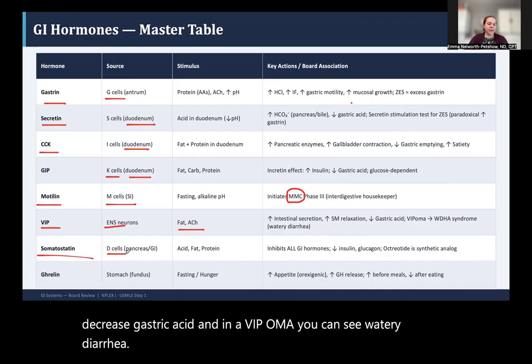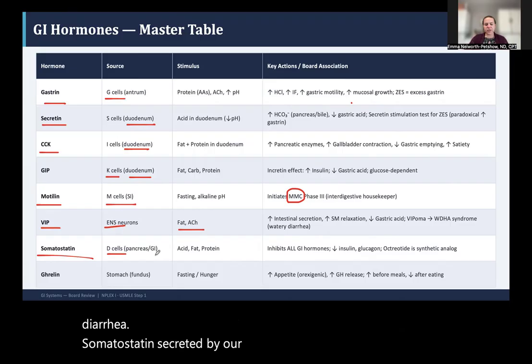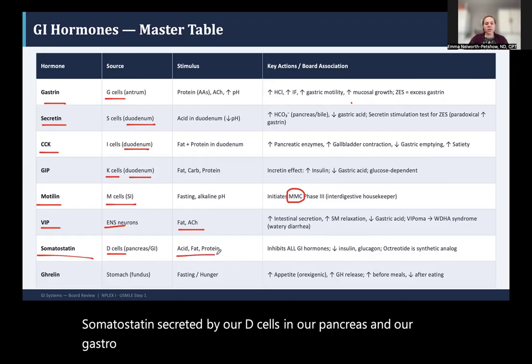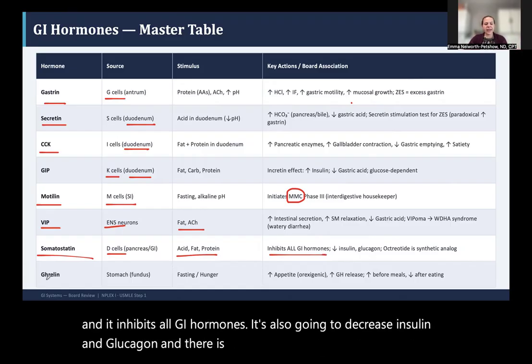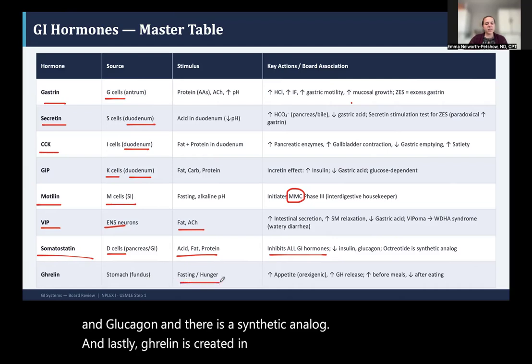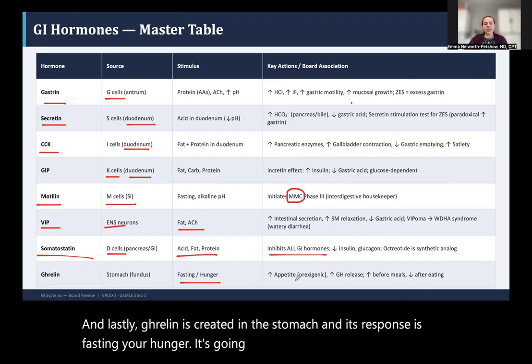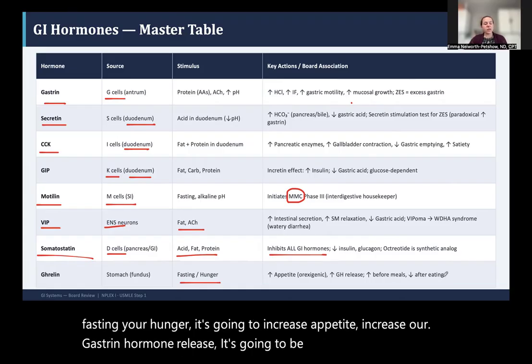Somatostatin is secreted by our D cells in our pancreas and our stomach. It's also stimulated by our macromolecules, and it inhibits all GI hormones. It's also going to decrease insulin and glucagon, and there is a synthetic analog. And lastly, ghrelin is created in the stomach, and its stimulus is fasting or hunger. It's going to increase appetite and increase gastrin hormone release. It's going to be higher before meals, and it's going to be lower after eating.